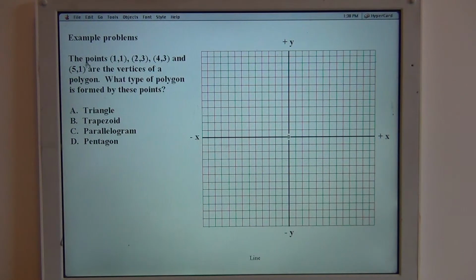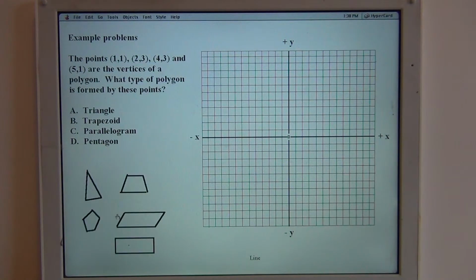So what this question is saying is there are 4 ordered pairs, and you're going to plot each of these ordered points, and then you're going to connect the numbers, and when you do that, what kind of figure will it be? Will it be a triangle, a trapezoid, a parallelogram, or a pentagon?